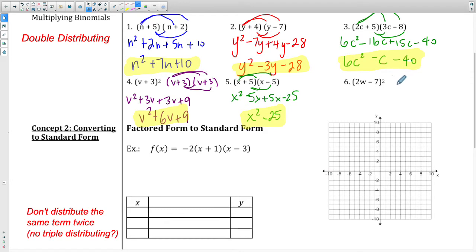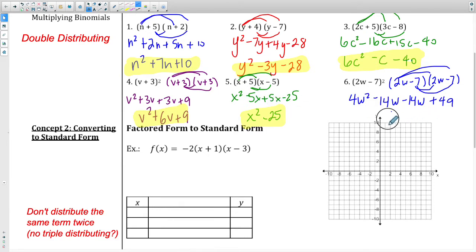And then the last one, once again, when we have something to a second power, that means multiply it times itself. So I'm going to rewrite it out. You can probably do that in your head without rewriting it, but I'm just rewriting it so that we can see how to do it. All right, and then again, we are going to double distribute. Okay, so we get a 4y squared minus 14w, and then another minus 14w, and then a plus 49, because negative times negative is positive. Now, just remember that on this previous one, they dropped off because one was negative and one was positive. In this case, they're both negative, so it's not going to drop off.